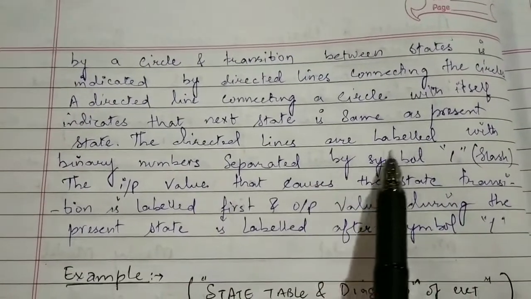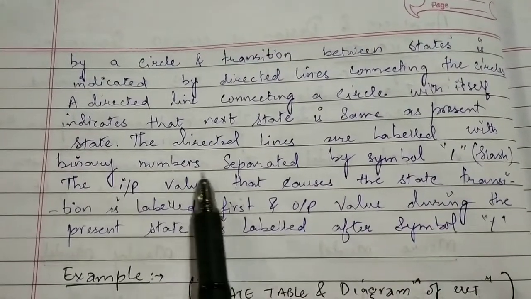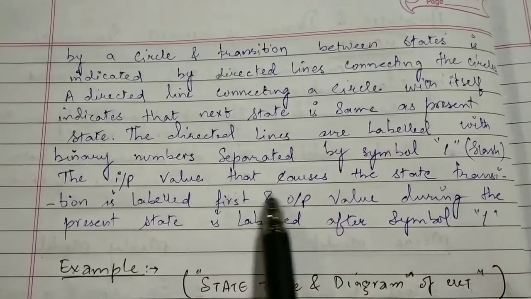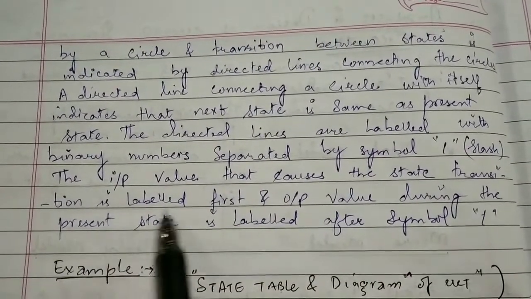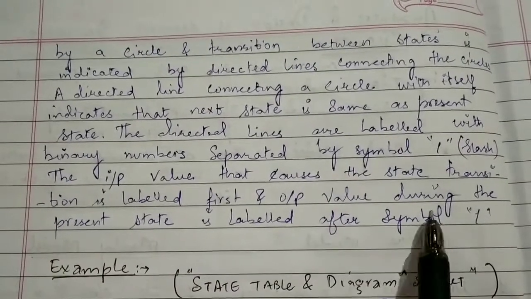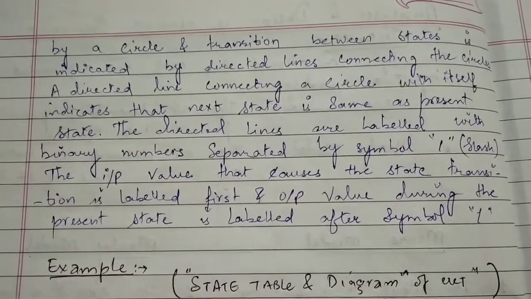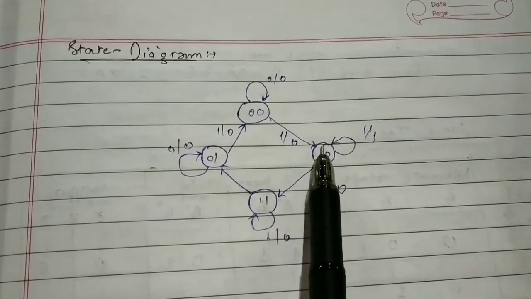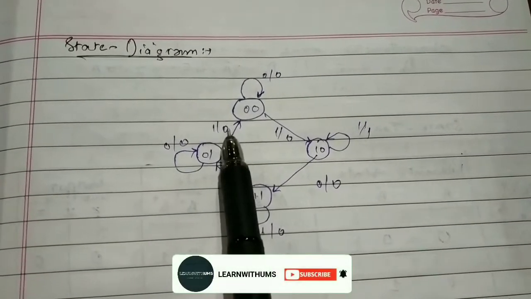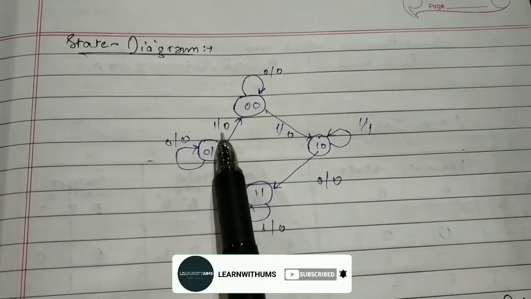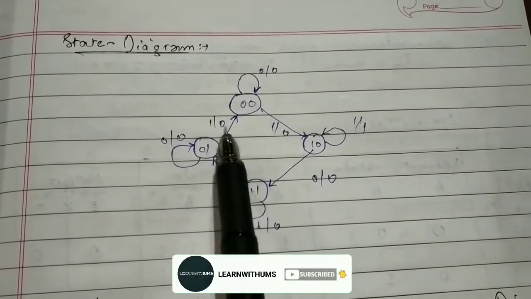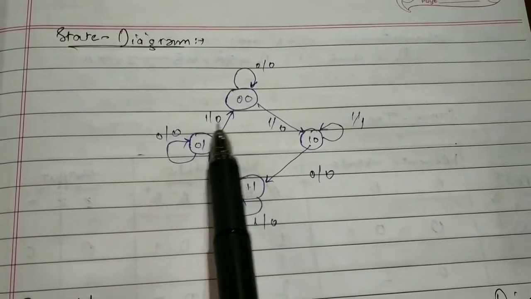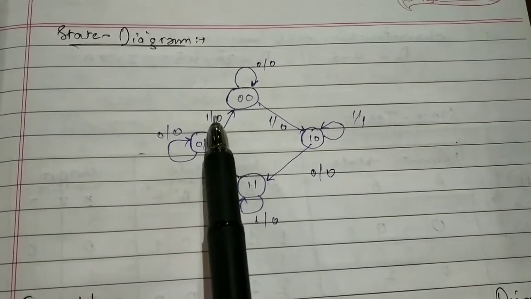Usually the directed lines are labeled with binary numbers separated by a slash. The input value that caused the state transition is labeled first, and the output value during the present state is labeled second, after the slash symbol.